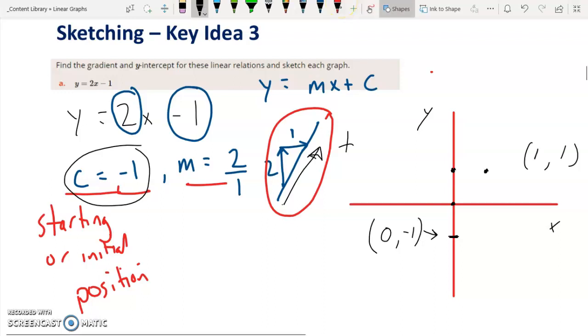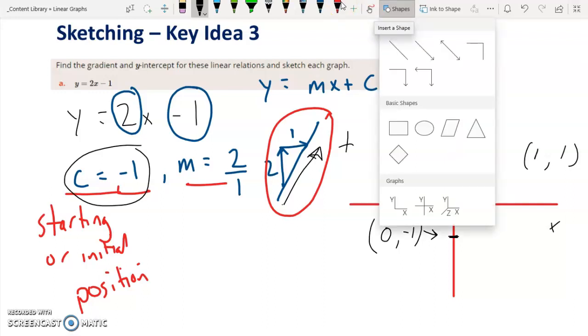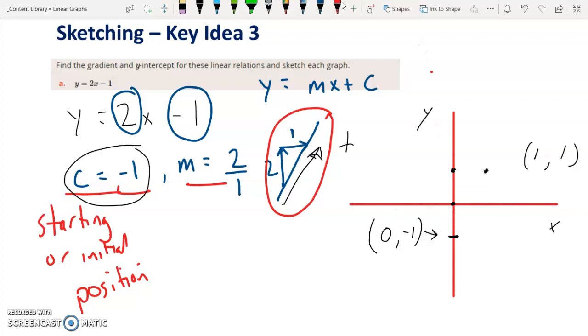And our straight line, which I'm going to try and draw with this tool, is in this general direction. And that's pretty good.